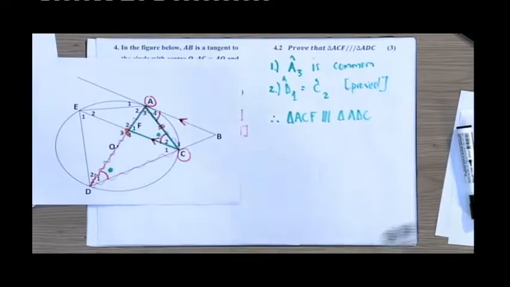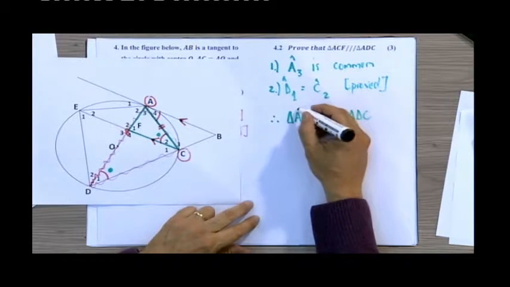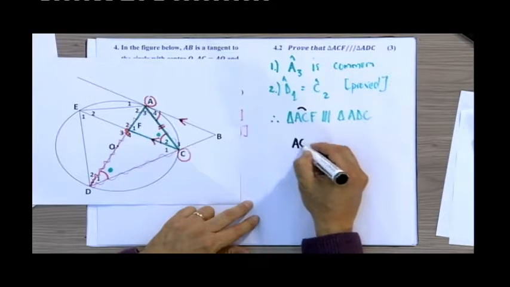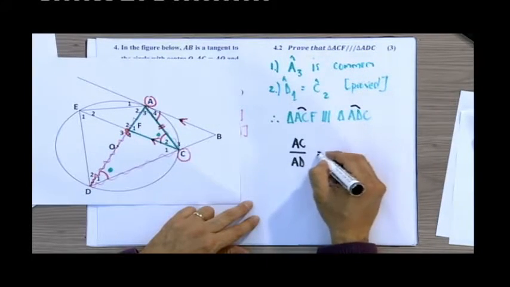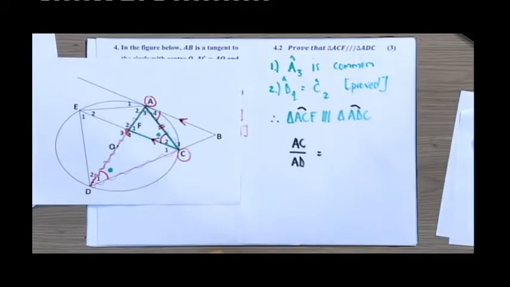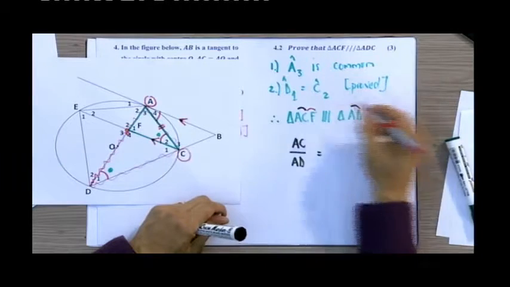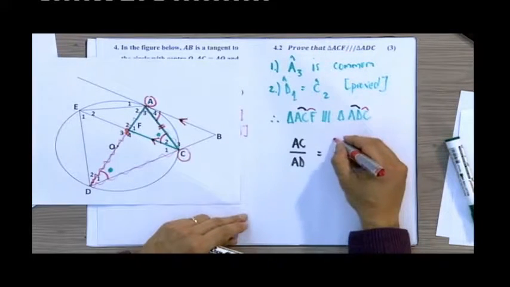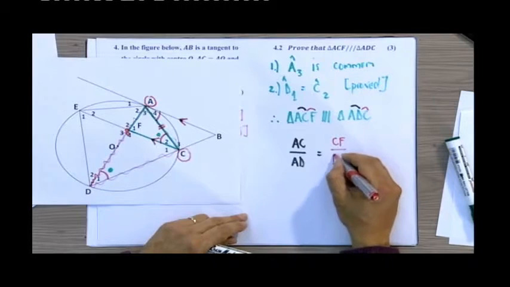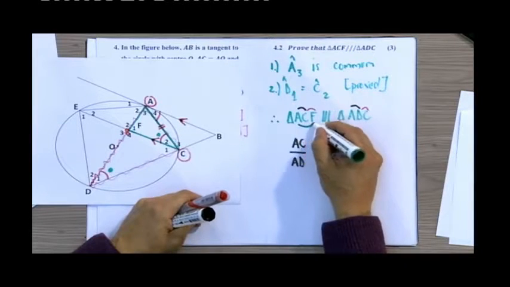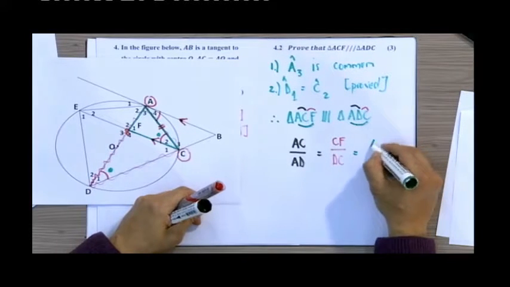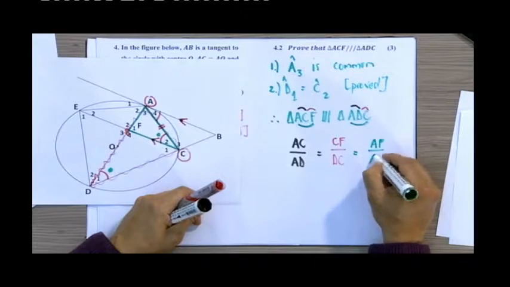And in the last thing, how can I write down a proportion from there? Maybe some of you know about how this works. If you don't, let me give you an idea. AC over AD, right, equals to, let's look at this one, CF over DC, right? And then lastly, equals to first and the last, first and the last, AF over AC.